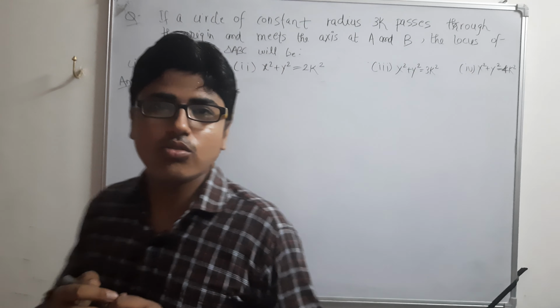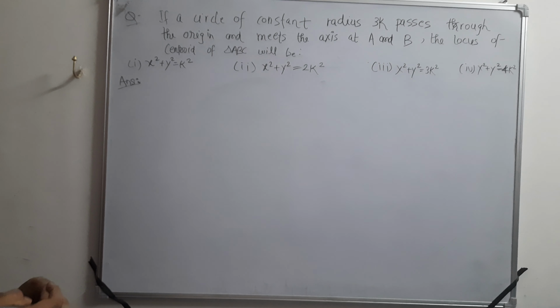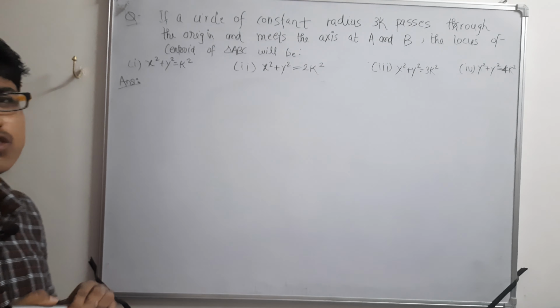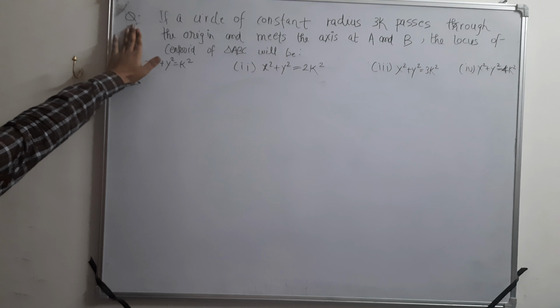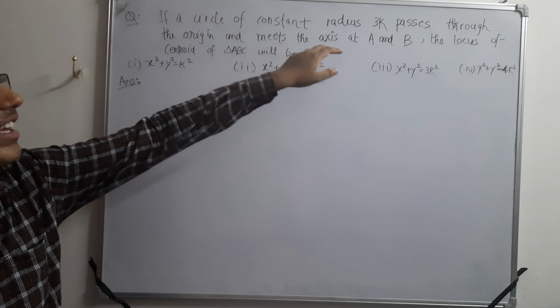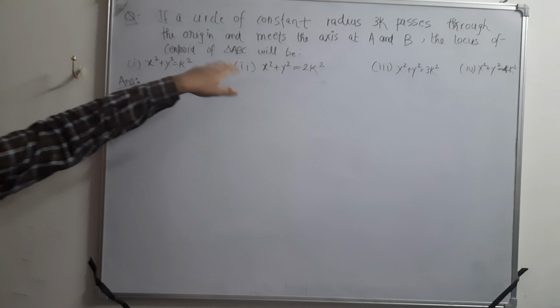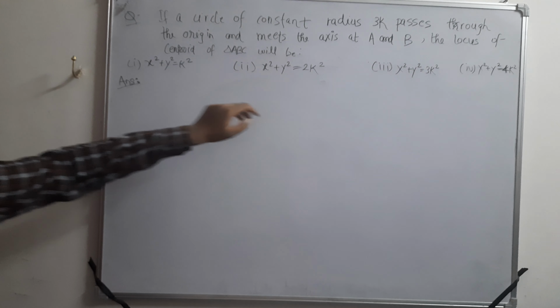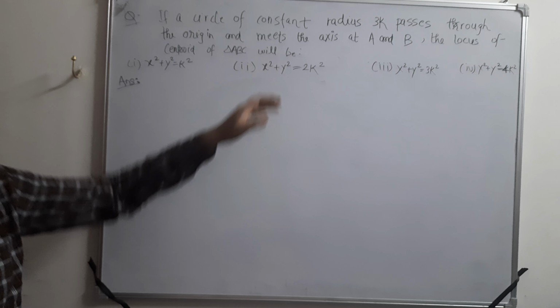Hello everyone. So we were doing the imported questions series of JEE Mains, and this is the next question of that series. Let's see. If a circle of constant radius 3k passes through the origin and meets the axes at A and B, the locus of centroid of triangle OAB will be.